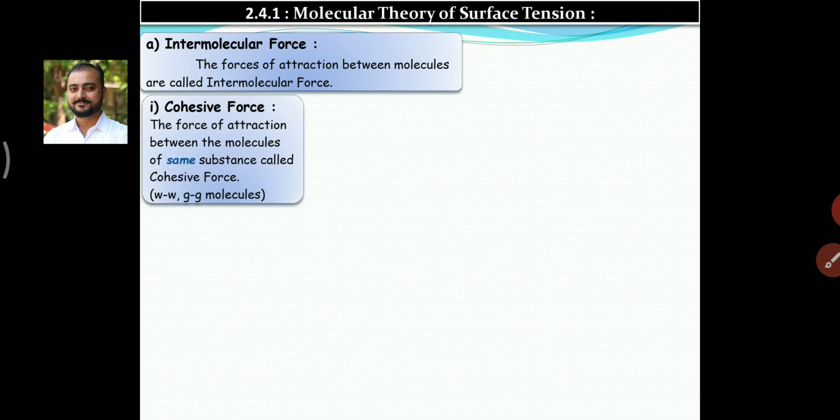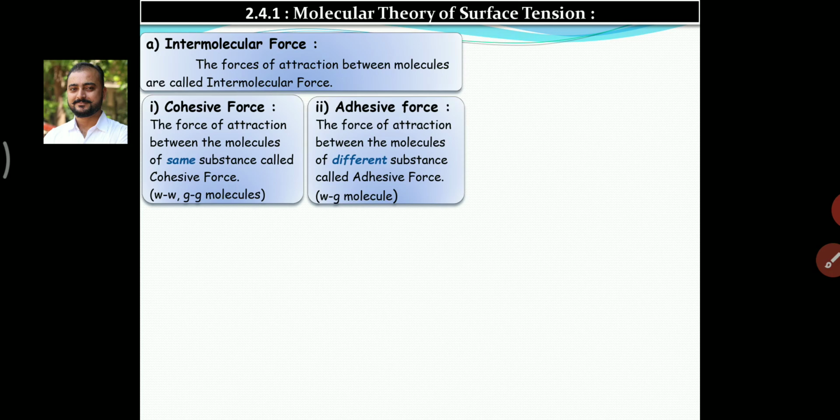One is called cohesive force. What is the cohesive force? The force of attraction between the molecules of the same substance is called cohesive force. It means a force of attraction between the molecules of the same substance, such as water and water, or glass and glass. These are the molecules of the same substance. In this manner, this is about cohesive force.